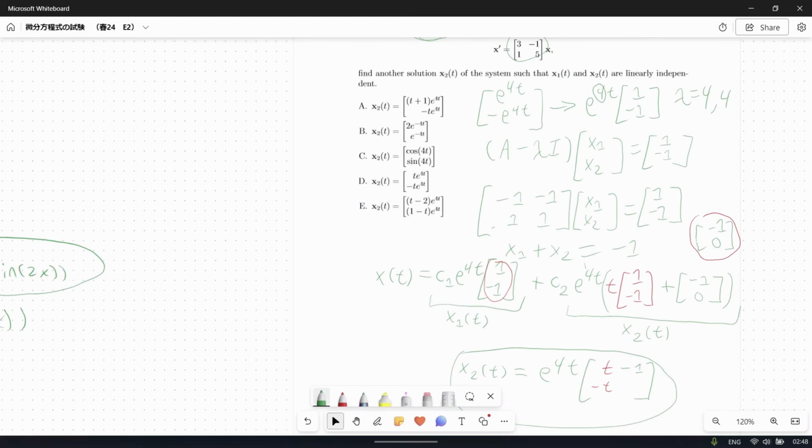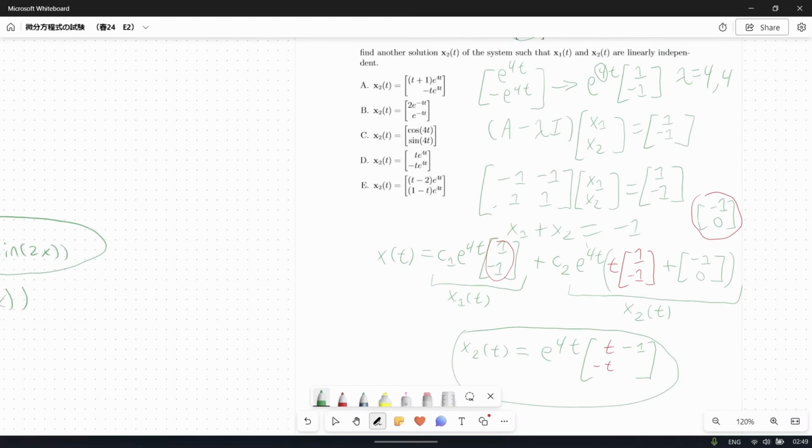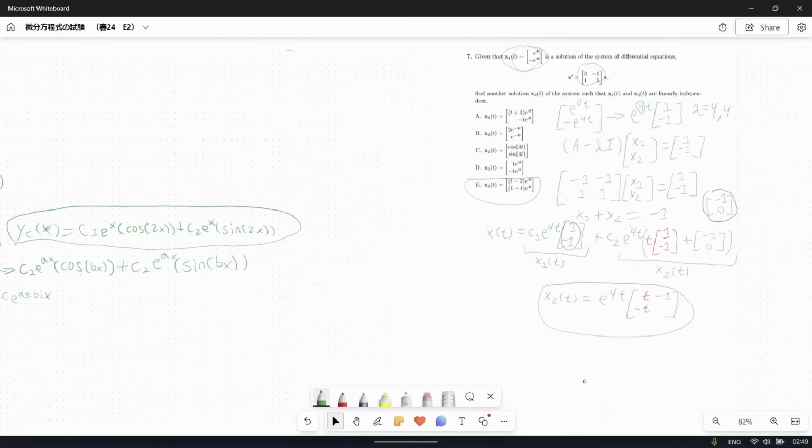And right off the bat, none of the answers look like what we have here, but I know that E ends up being equivalent. If you look at this t minus 2 term and this 1 minus t, it ends up being equivalent to what we have here. And so the answer to this question is going to be E.